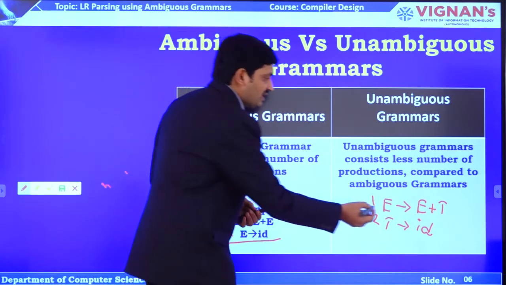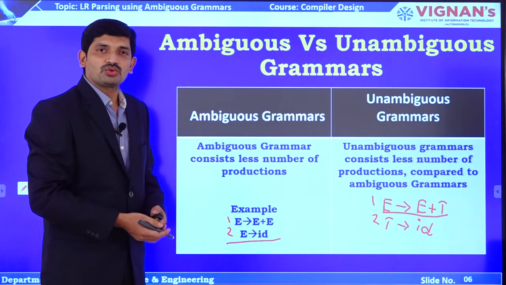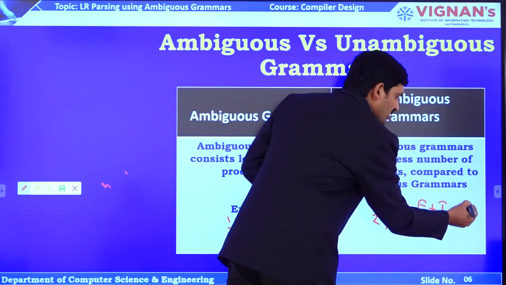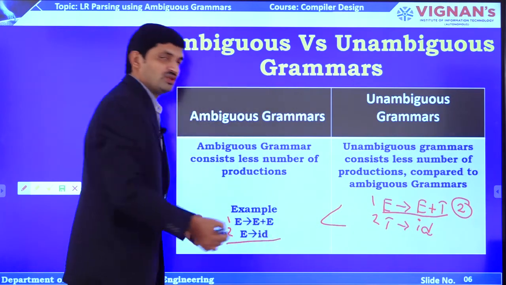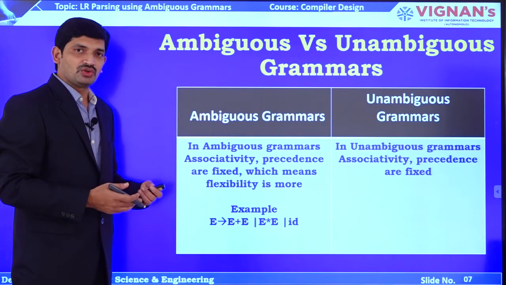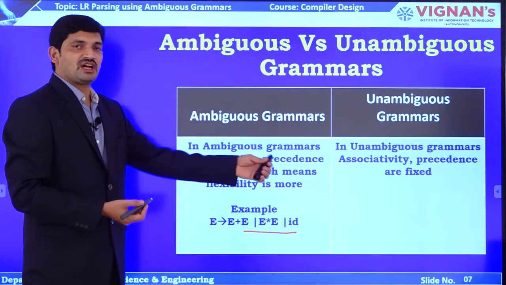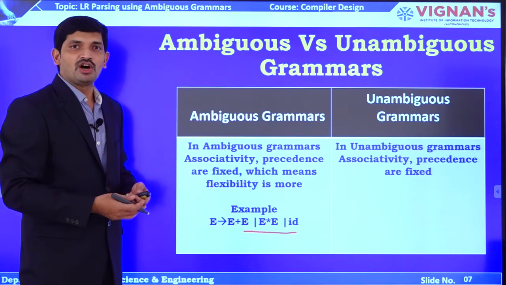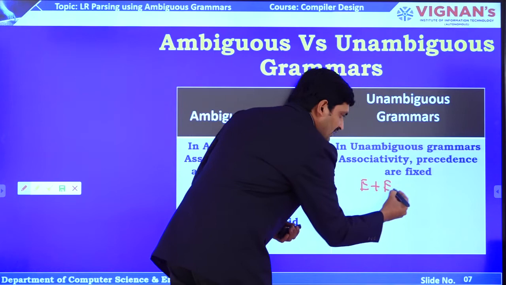But here you can find this E tends to E plus T is suffering from left recursion. So we have to remove the left recursion. So removal of left recursion may lead to two more productions. So the total number of productions must be greater than the ambiguous grammar productions. Okay. If a grammar is an expression grammar, the grammar may be of the ambiguous type. We can convert this ambiguous grammar into unambiguous depending upon the precedence and associativity of the operators. Let us say if it is E plus E star E.